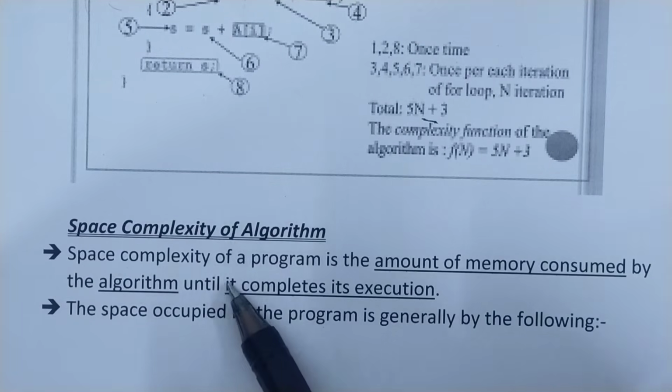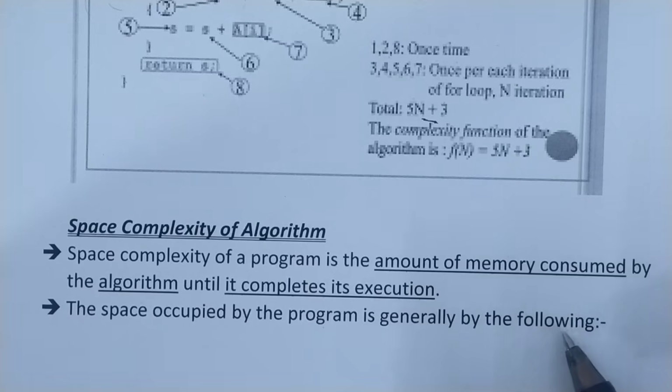Space complexity is the amount of memory or space required by CPU for execution of the program. In other words, you can say that space complexity of a program is the amount of memory consumed by the algorithm until it is completed.